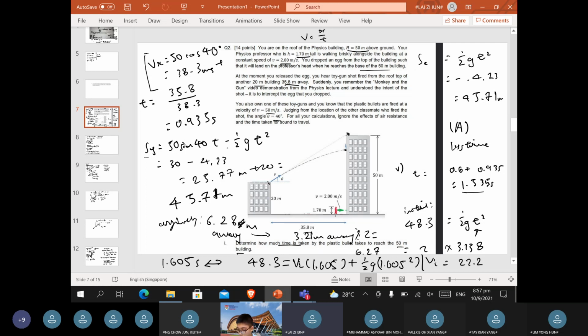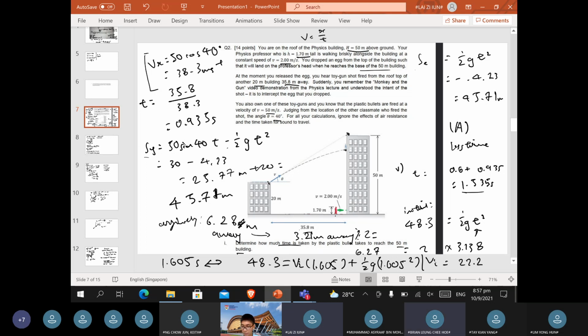And then when we solve this, we find that the distance s_y is 25.7. This 25.7 is relative to the 20-meter building, so of course we need to add the 20 meters. So you hit the egg at 45.71.